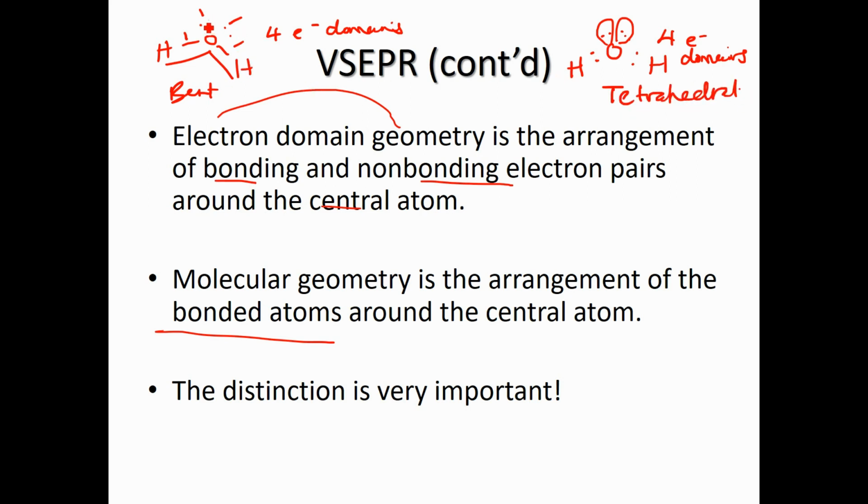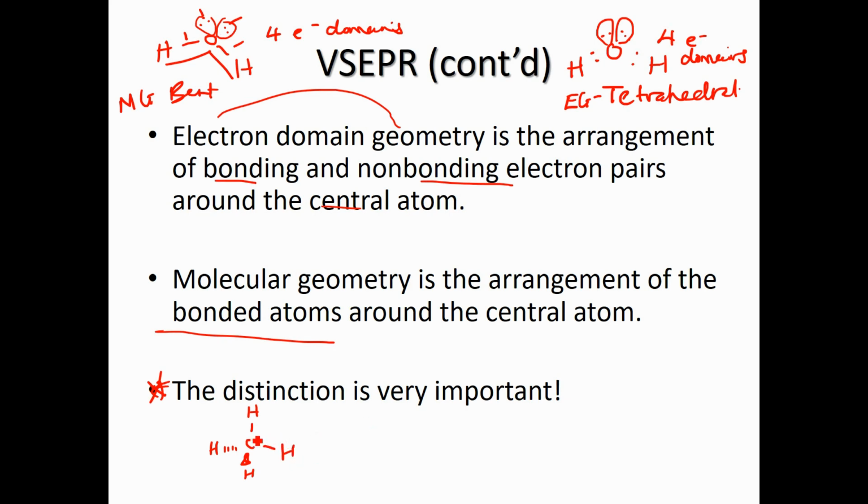So I told you, whenever you have a lone pair on the central atom, always consider the central atom for the electronic shape. Whenever you have at least a lone pair on the central atom, the MG, molecular geometry, will always be different from the EG, electronic geometry. This distinction is very, very important. But now let's look at an example of methane.